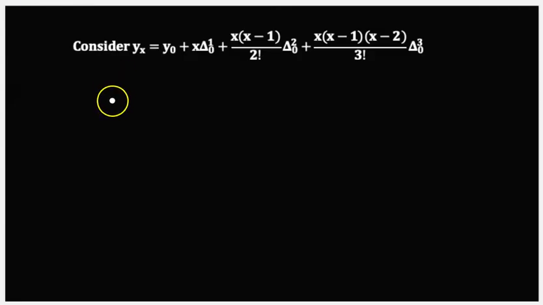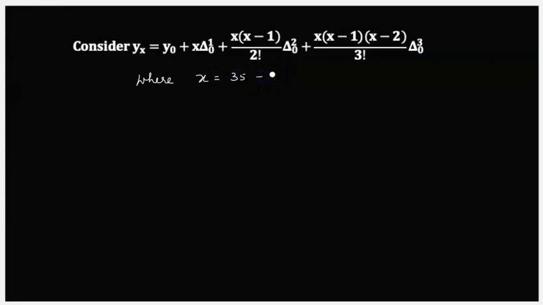Now using Newton's forward interpolation formula, which is given by y x equal to y naught plus x delta naught to the power 1 plus x into x minus 1 by 2 factorial delta naught square plus x into x minus 1 into x minus 2 by 3 factorial delta naught cubed. The next step is to find what is x. To keep it quite simple, I will write where x is equal to. Now in the question they have asked us to find y when x is equal to 35.